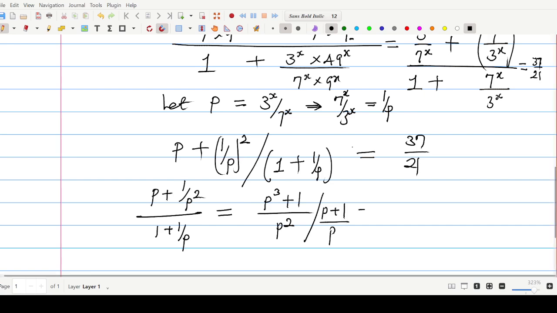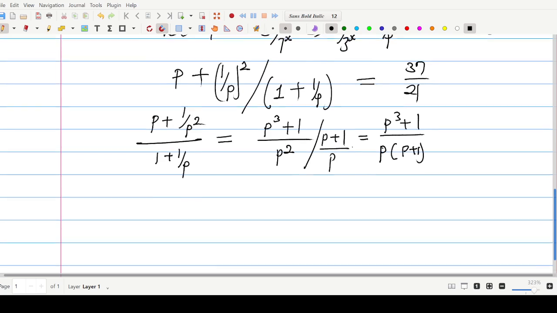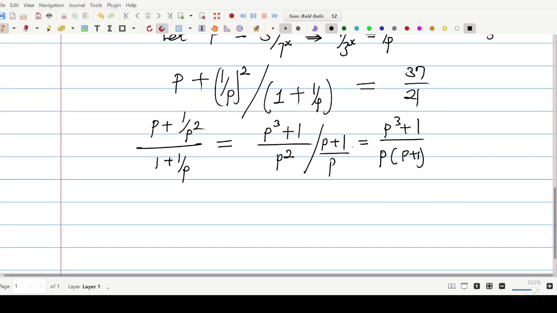Now this can be further written as p to the power 3 plus 1 over p multiplied by p plus 1. We shall have this expression. So the only thing that is left is to simplify the numerator of this latter expression we have here. That is p to the power 3 plus 1. Now, what is the expression? How do we factorize? We think of factorizing p to the power of 3 plus 1. So how do we go about factorizing it?